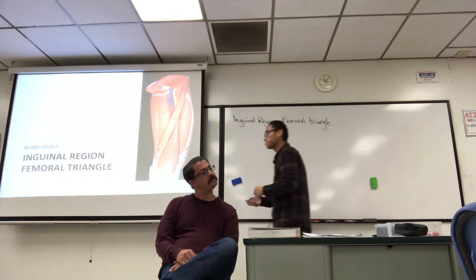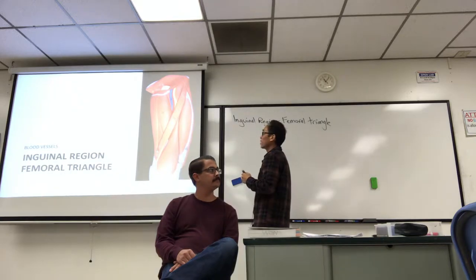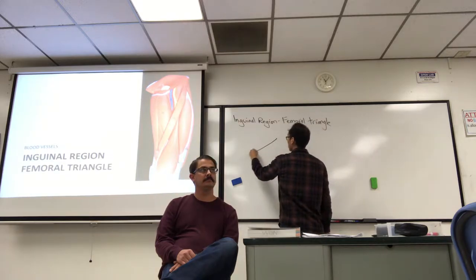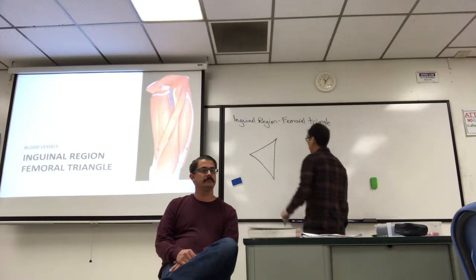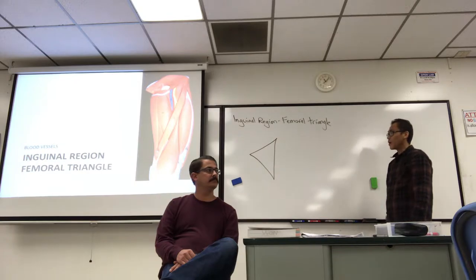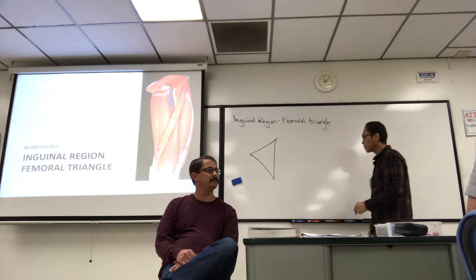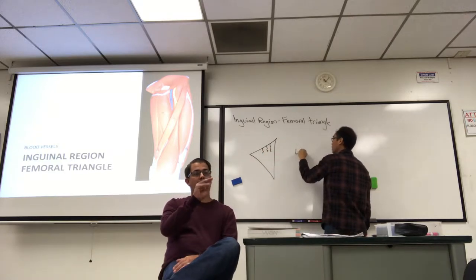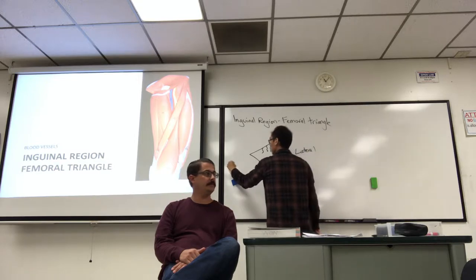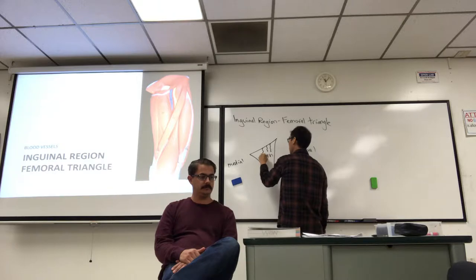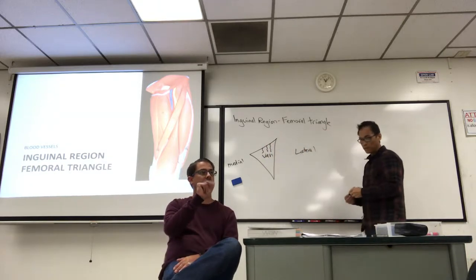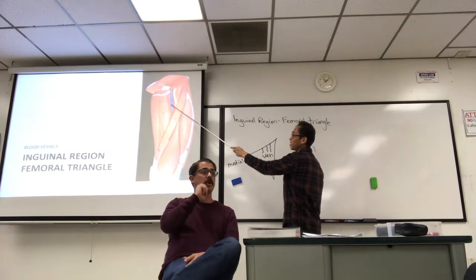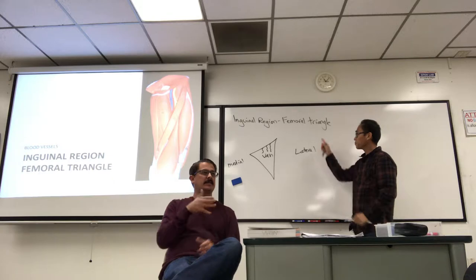What you see from this picture, the femoral triangle refers to an area where you have the femoral nerve, artery, and vein, from lateral to medial. Nerve, artery, and vein, from lateral to medial. Using this picture to teach, those are the main contents of the femoral triangle.